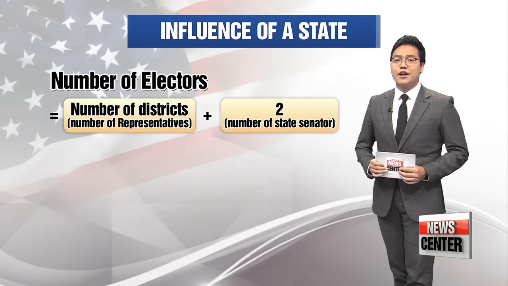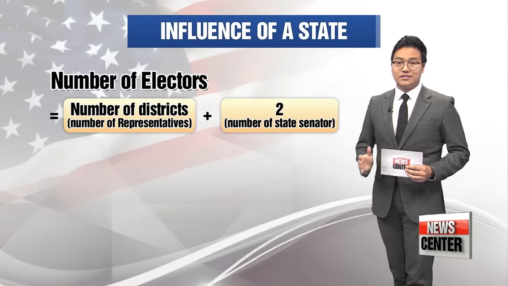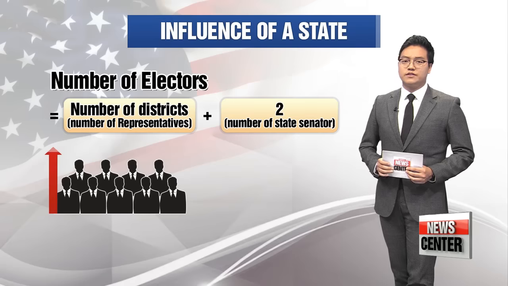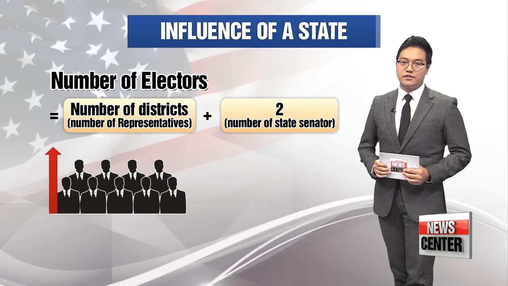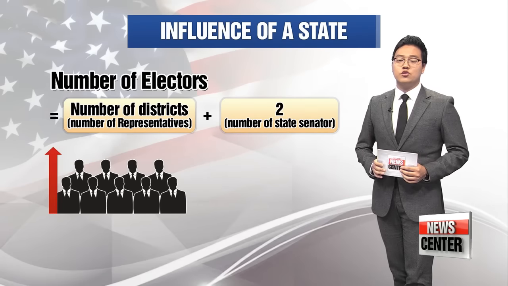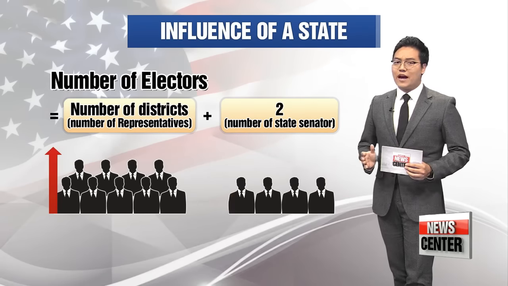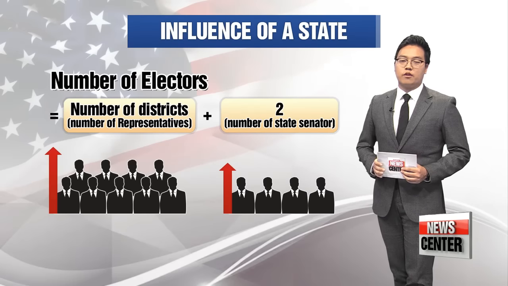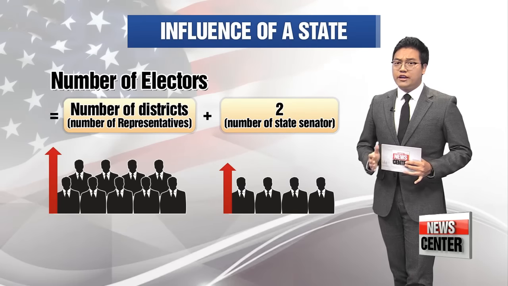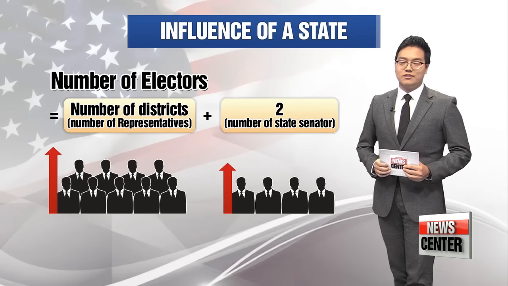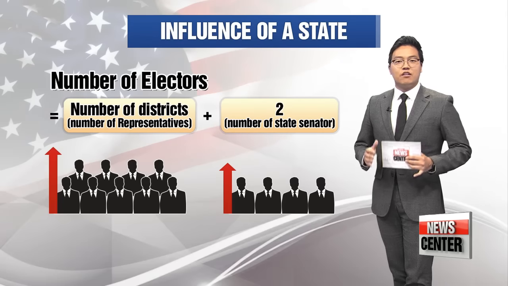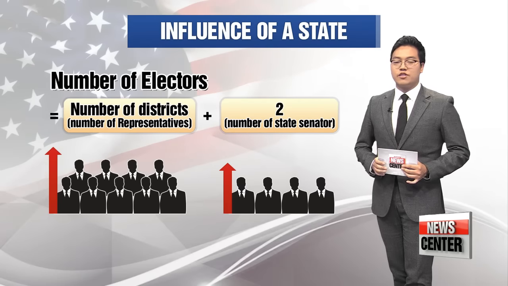And that's determined by a combination of the number of districts in a state, which is equal to the number of seats it has in the House of Representatives, and each state's 2 U.S. senators. States with higher populations have a higher number of representatives, which in turn give the state more electoral votes. In other words, some states have a lot more influence over the election than others.